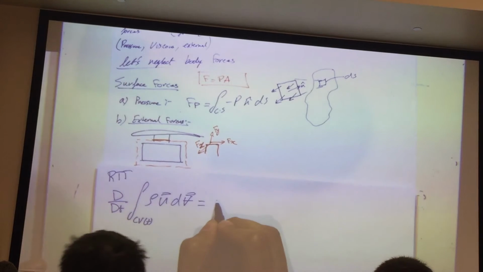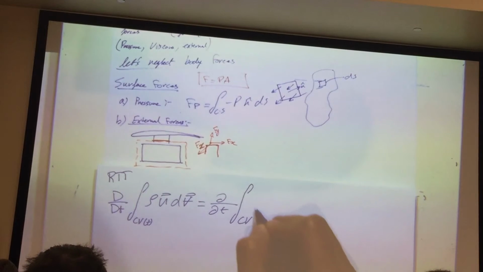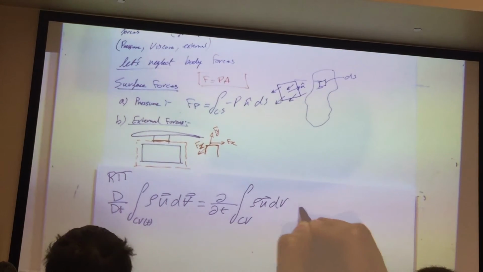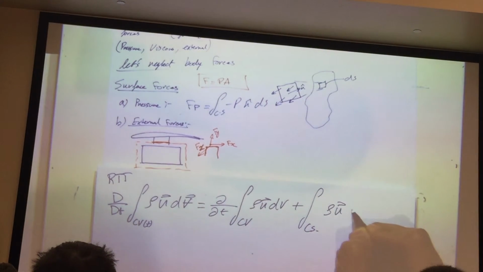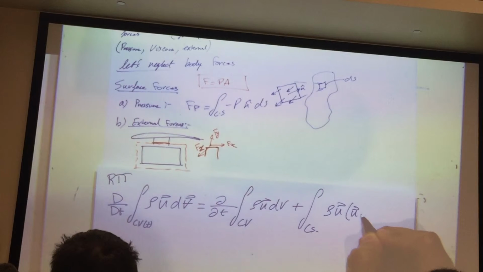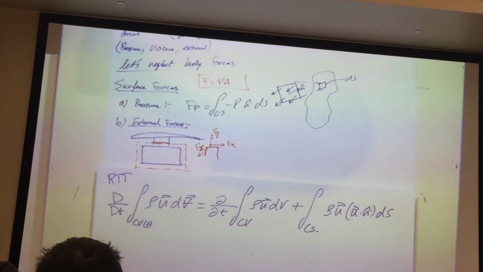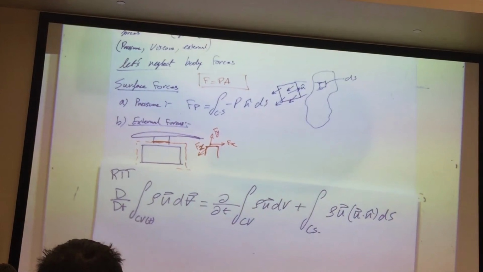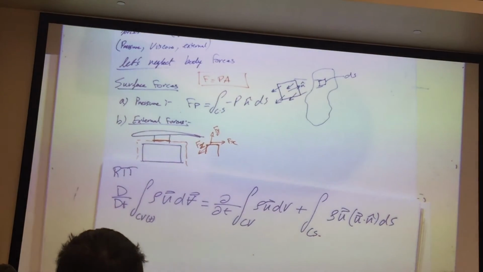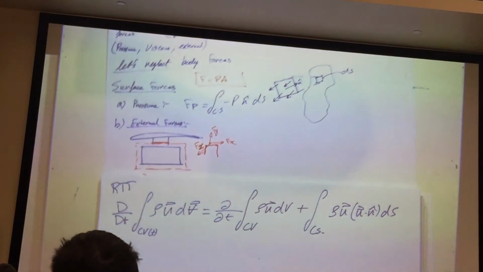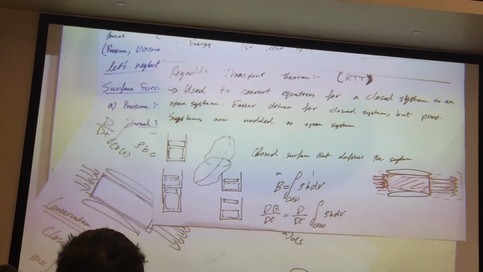So I'm hoping that I'm so repetitive that you get sick of it. The control volume rho u d volume plus the control surface rho v, what goes in and out of my control surface. Now, what's different here is the V term. So think of your Reynolds transfer theorem right here.